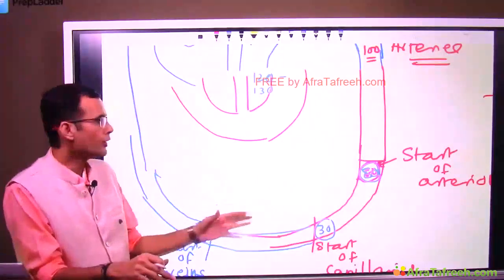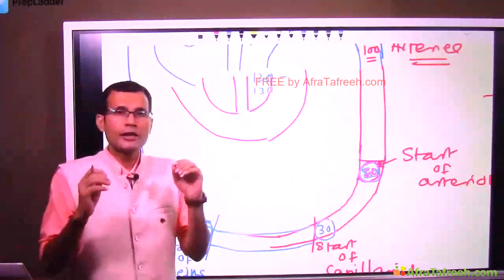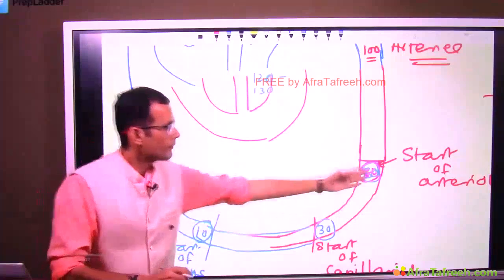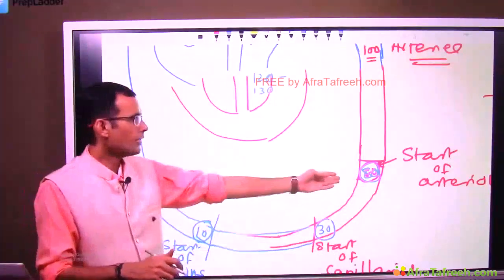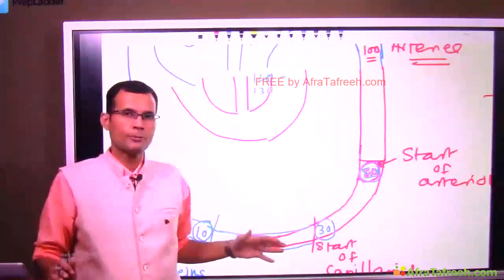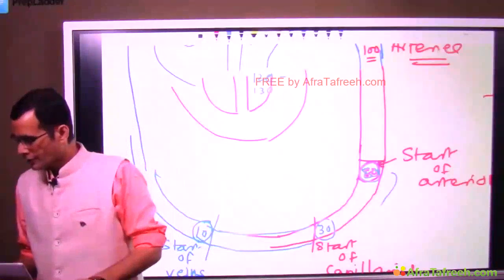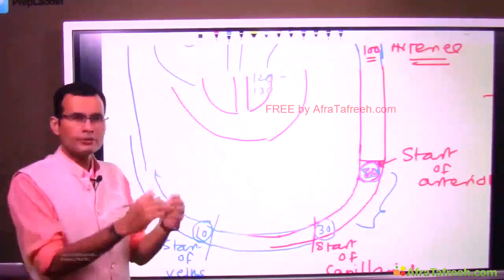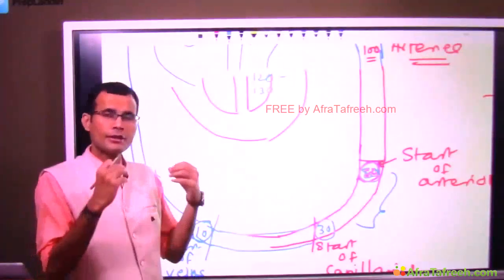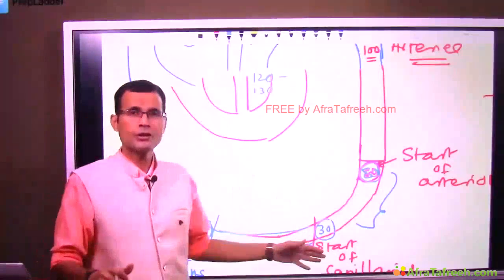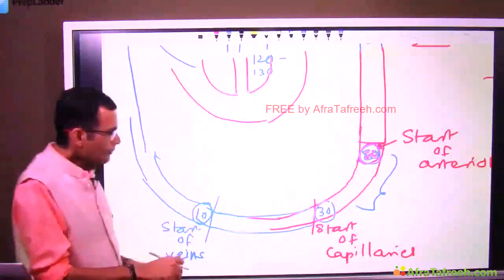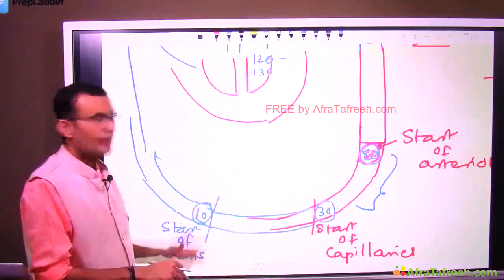The first thing that you should note is that the greatest pressure drop has occurred in which segment? The arteriolar segment. See, at the start of the arterioles it is 80 and by the end of the arterioles 30, so 50 mm of Hg dropped. So this is the resistance segment, and arterioles are called the resistance vessels. They offer the greatest resistance to blood flow and the greatest drop of pressure occurs in the arteriolar segment. That's the first point which you must understand.